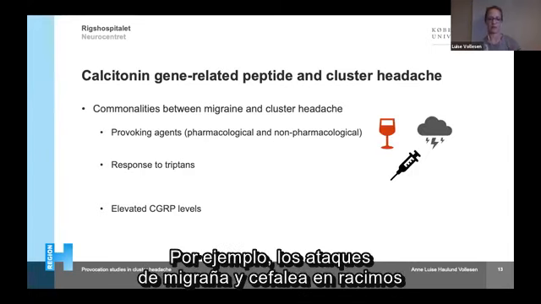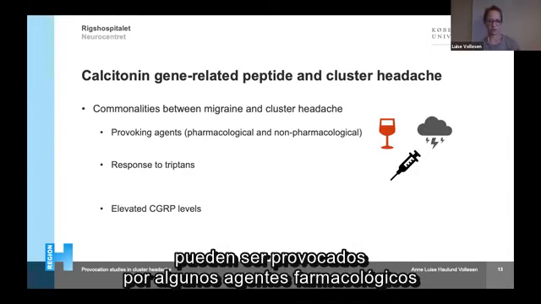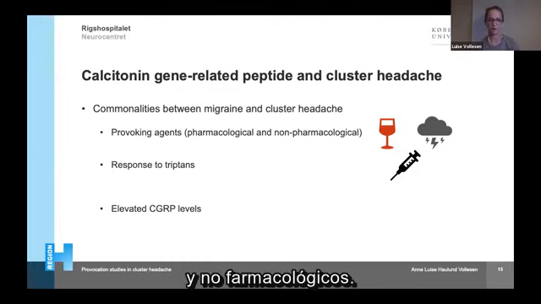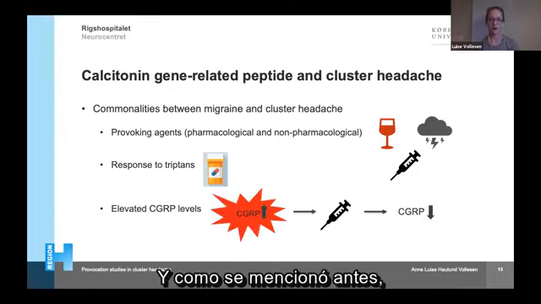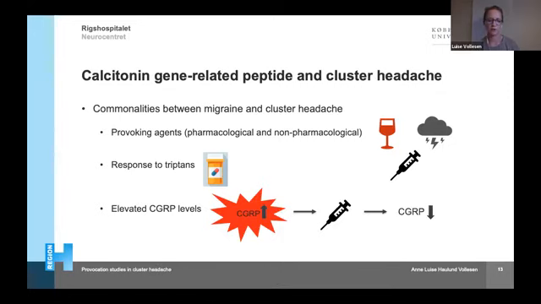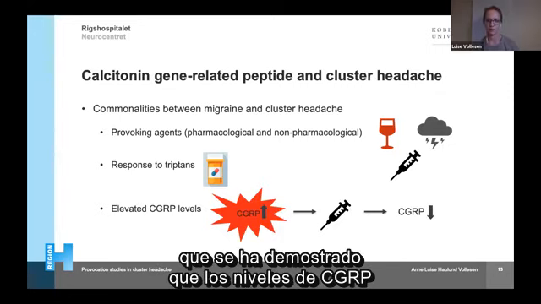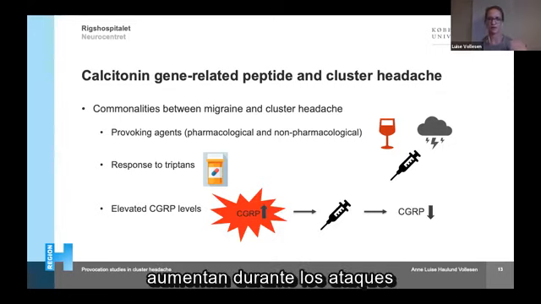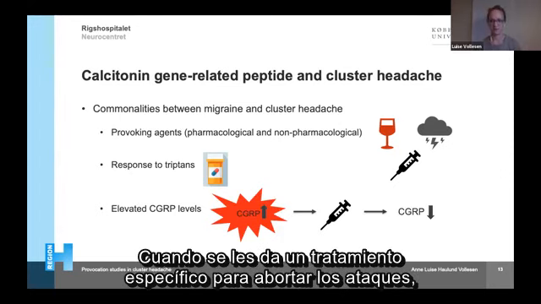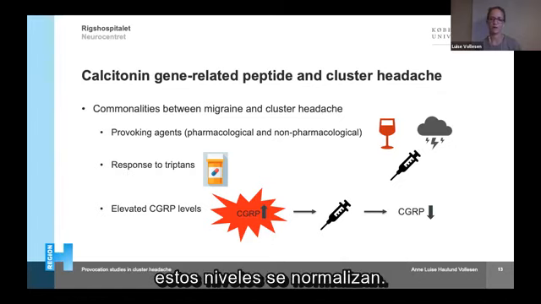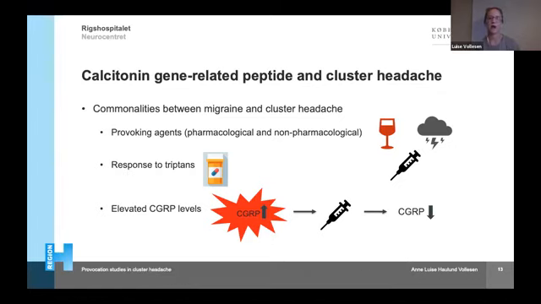For example, the fact that attacks of migraine and cluster headache can be provoked by some of the same pharmacological and non-pharmacological agents. The fact that patients of both diseases can have response to triptans, and as you mentioned earlier, that the CGRP levels have been shown to be increased during attacks in both migraine and cluster headache patients. And when you give them attack-specific and attack-aborting treatment, these levels then normalize.